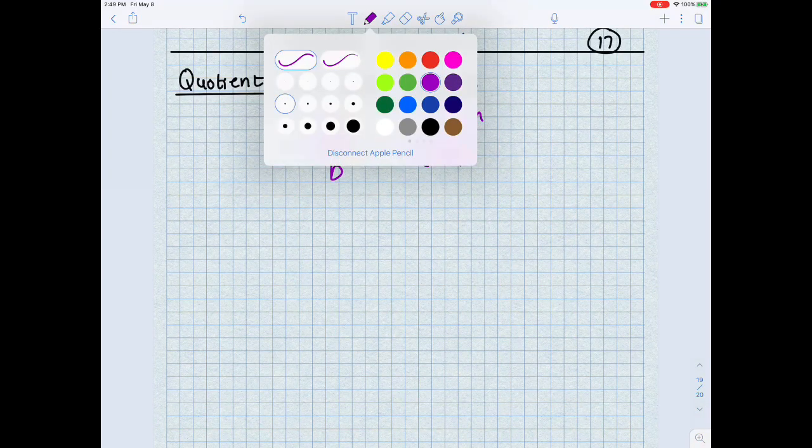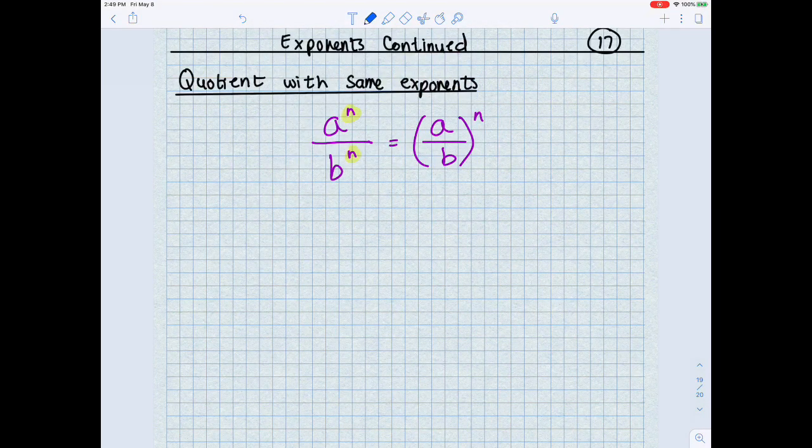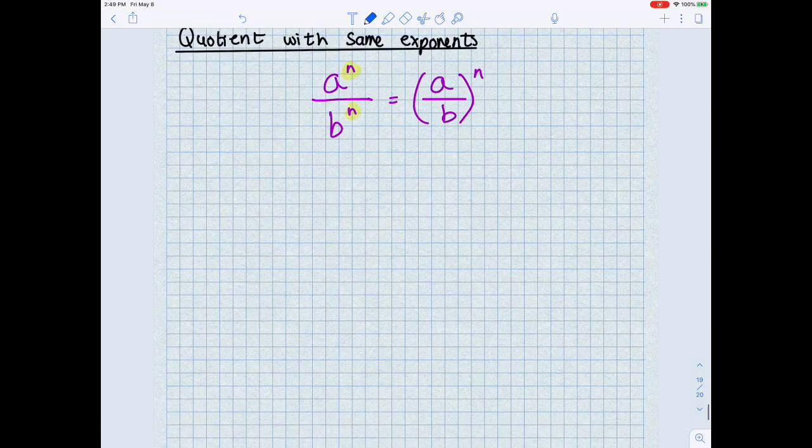So I like this rule because it allows us to rewrite fractions, right, as multiplication problems, I guess. Let's take a look.